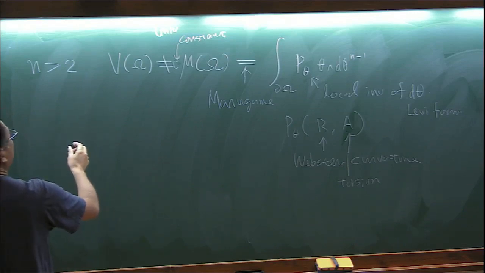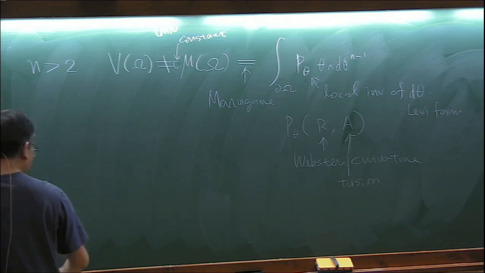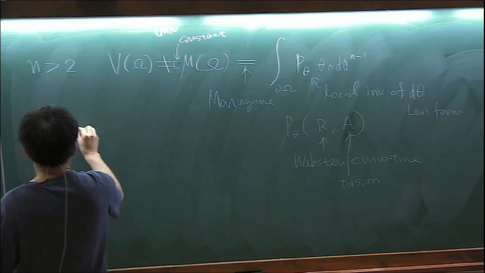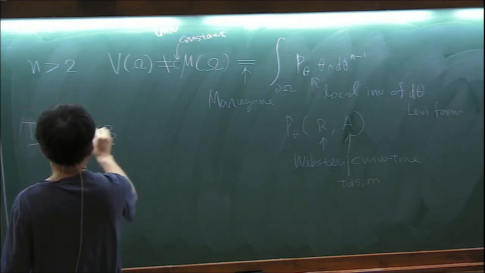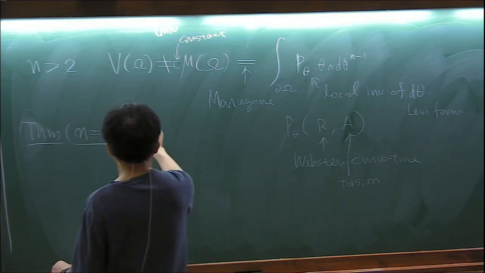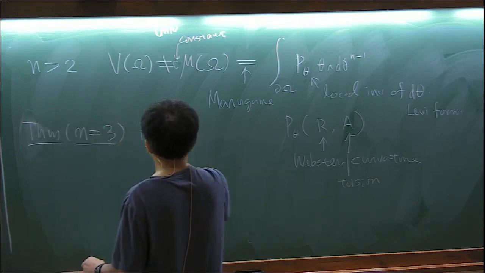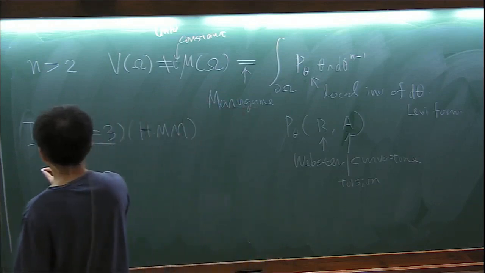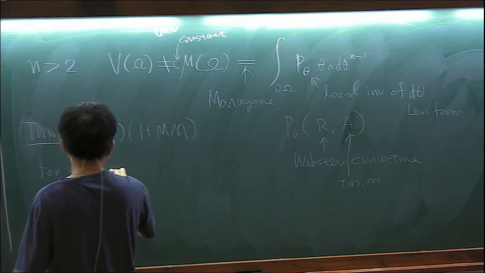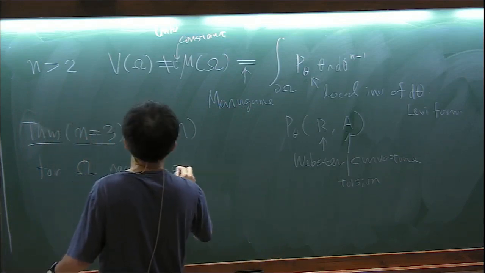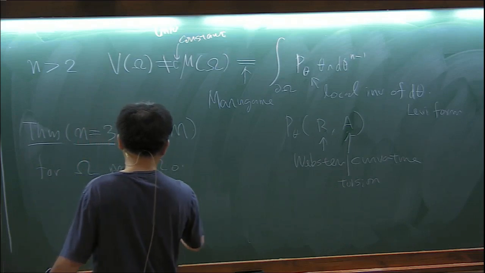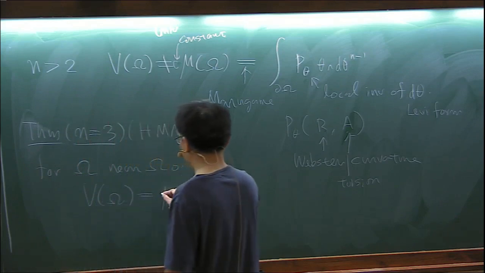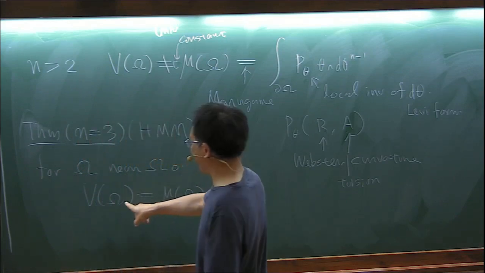then also I can prove that, so this is a theorem, for n equals 3, I can do quite explicit computation here. In the same paper with Hirachi and Marugame, we proved that for omega near omega zero, b omega equals mu omega, supposing we have chosen a constant, scaled so that it agrees for the ball.